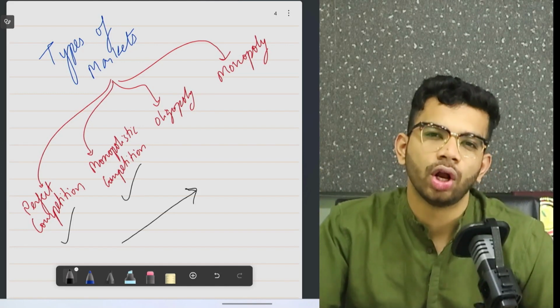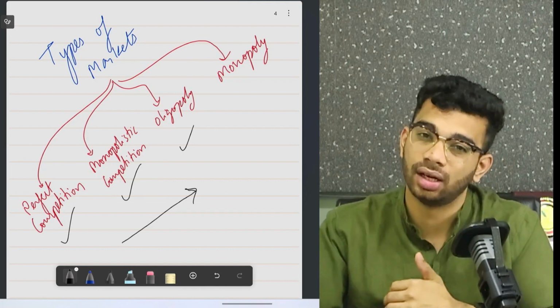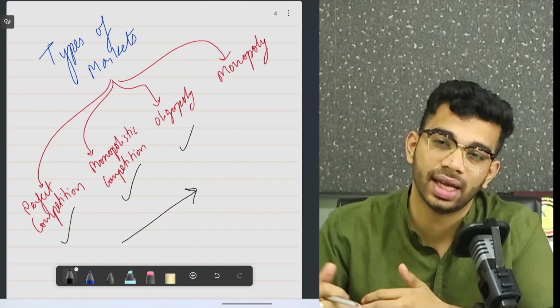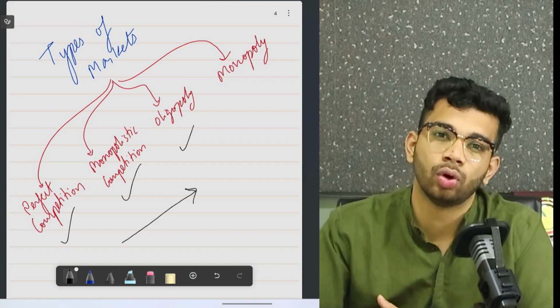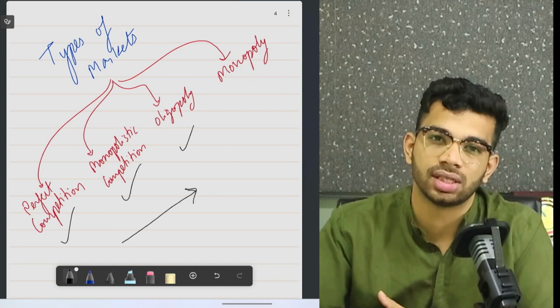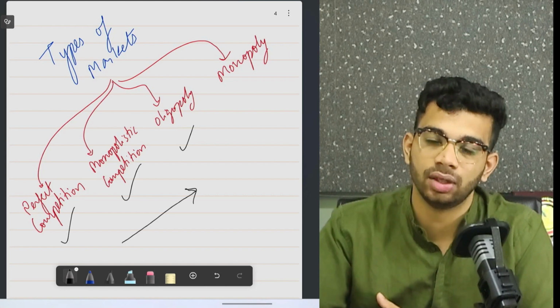Now you go to an oligopoly. What exactly is an oligopoly? Oligopoly is even less, your number of sellers become even less, maybe 3 or 4 big players in the market. One such example could be the Indian telecom industry or the internet service providing industry. And here we just see a couple of or 3 players at most.